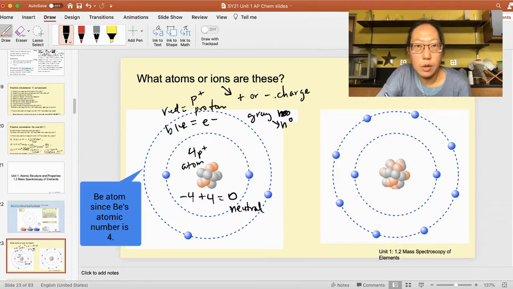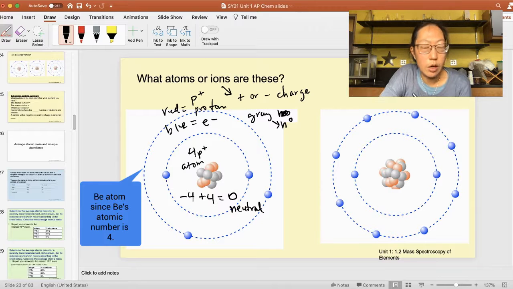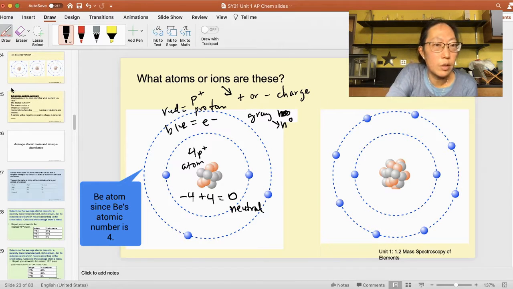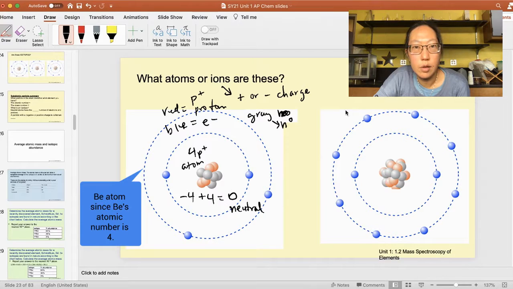All right, how about the second one? Is this an atom or an ion? And be specific in your answer, whether it's an atom or an ion. Yeah, it might be a little hard to count these red things. That thing on the bottom is down there. Okay, and be specific about what element it is. Yep, I'm seeing oxygen. Okay, so we have 8 protons.